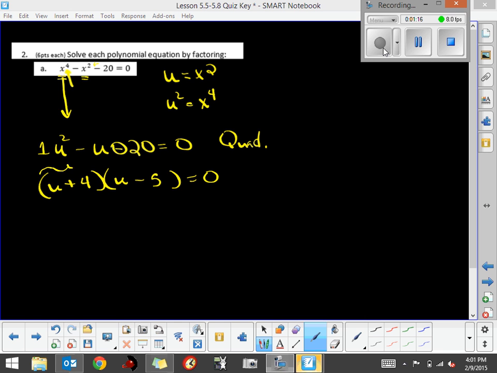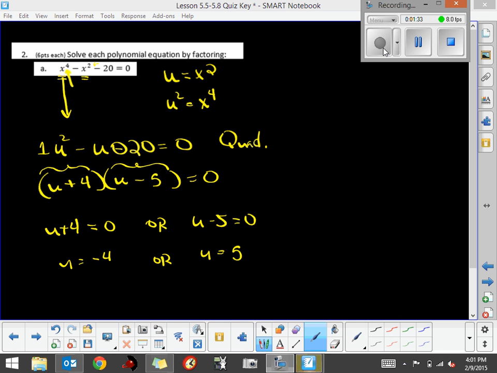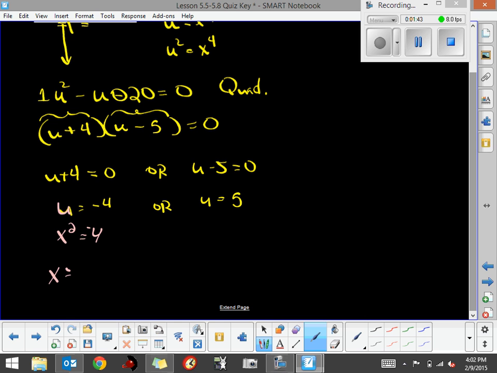Well, if we have two numbers that are multiplied together and their answer is 0, then one of these numbers must equal 0. So we know that either u + 4 is 0 or u - 5 equals 0. Which means u would then have to equal -4, or u would have to equal positive 5. We've got to go back and replace what u represented. u represented x squared. So now we know that x squared equals -4, and then we're going to solve that for x, which means x equals plus or minus the square root of -4, which is plus or minus 2i. So there's two solutions that we have already.